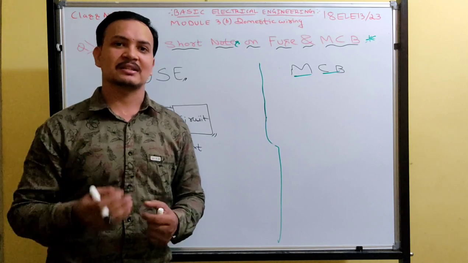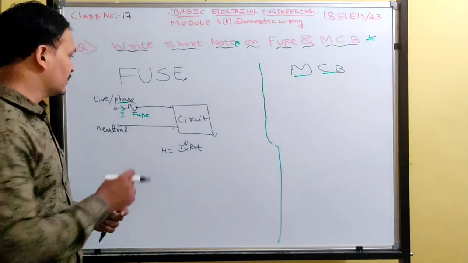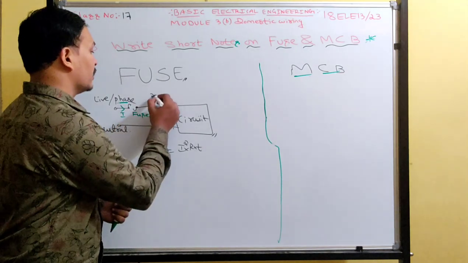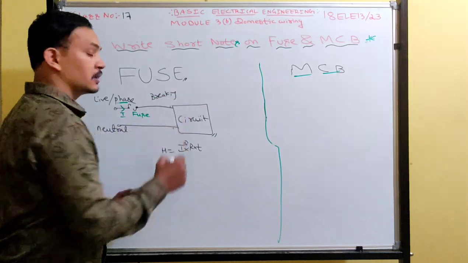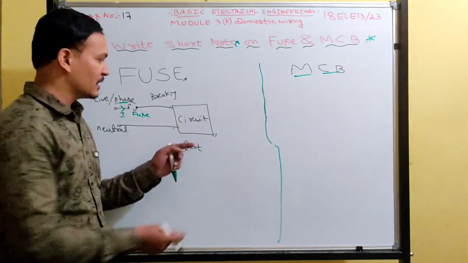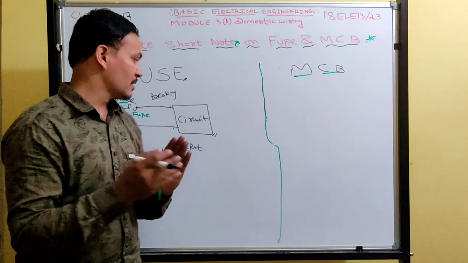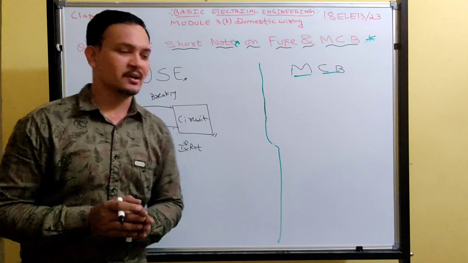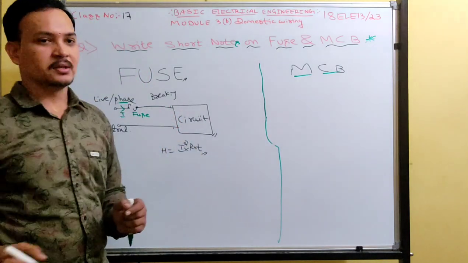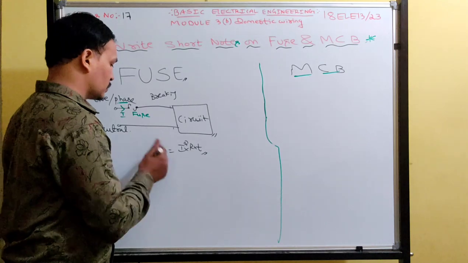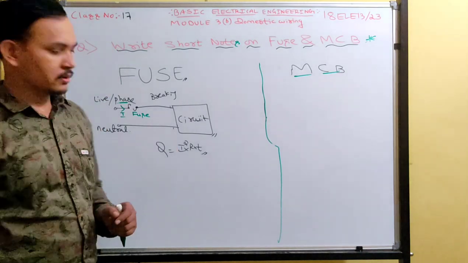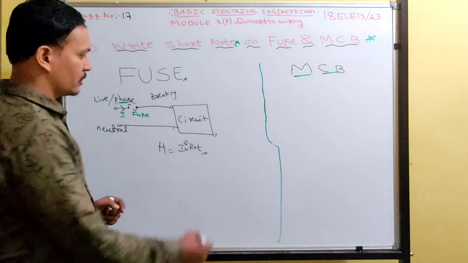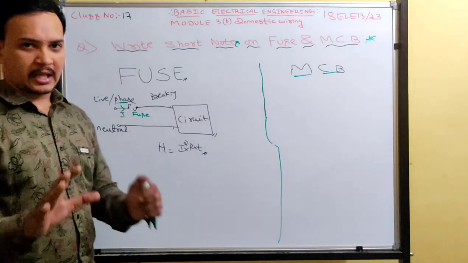Due to that excess temperature and heating effect, the fuse element melts and hence breaks the circuit. If the circuit breaks, then no current flows, and your circuit components are protected against excess current. So it acts like a protective device. The heat produced is also written in some books with the letter Q, but I am going to use the capital letter H. So understood, this is the working principle of fuse.